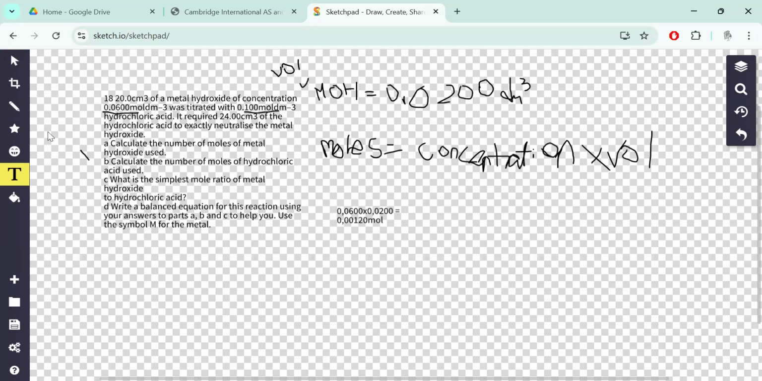Okay, so for question A, the answer is 0.00120 mole. So this is the answer for question A. Put it right there.